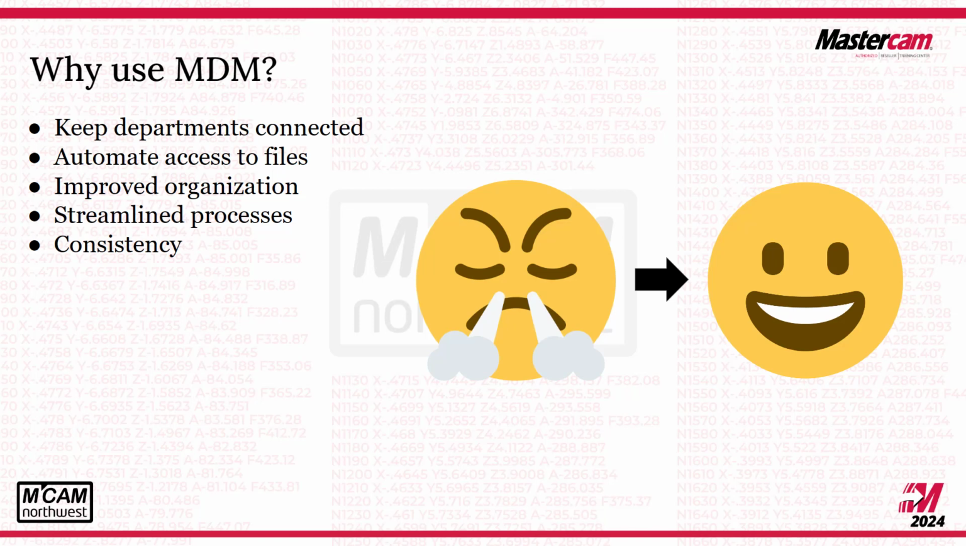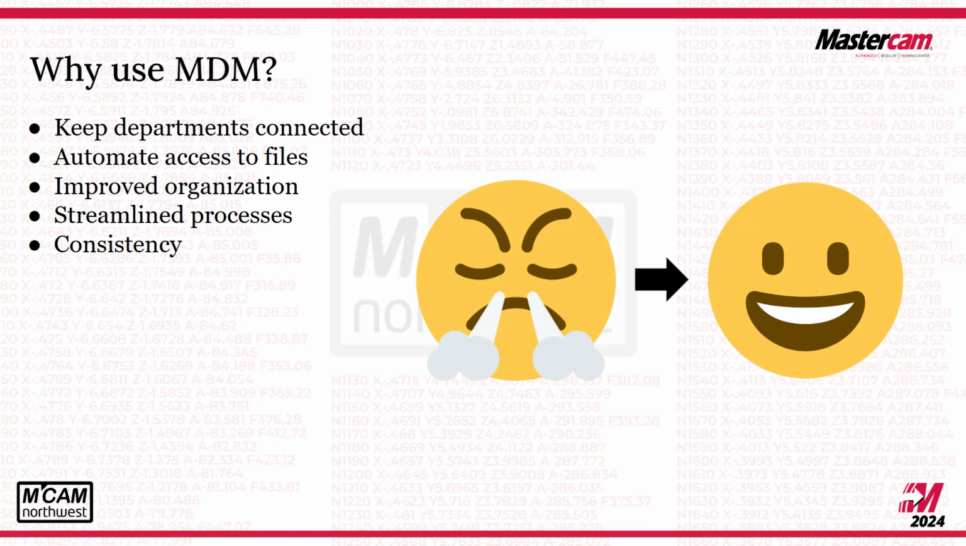So ultimately, what does this boil down to? Why would you use Cimco MDM? It helps keep your departments connected. You know what everyone's doing because there is that clarity between departments. It helps automate your access to your files. If things have been revisioned, you can lock out files. If you have a system where every part needs to have a specific set of files, you can make sure that everything is there, and you can automate that with that system.